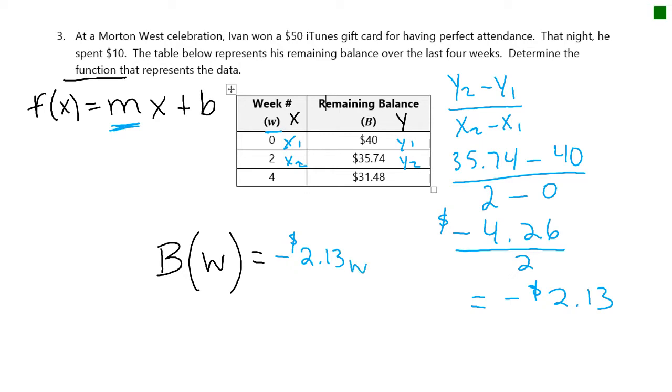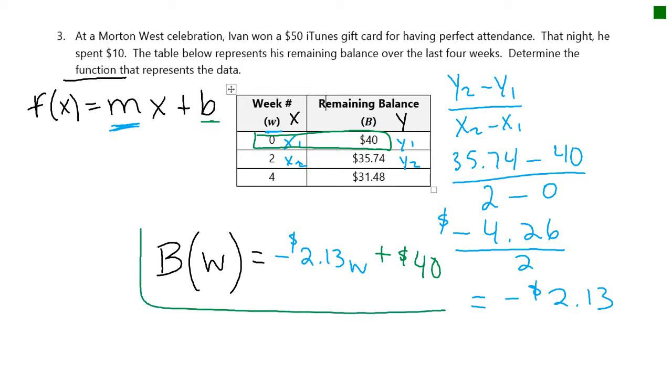And then, how do I find the y-intercept, which is the b part? How do I find the y-intercept in the table? When x equals 0. So when x equals 0, my y has to be $40. And this right here is my function. Okay, so don't forget that after you find the slope, you need to put it into your function. They're not asking for the slope, they're asking for the function. All right, try the next one.